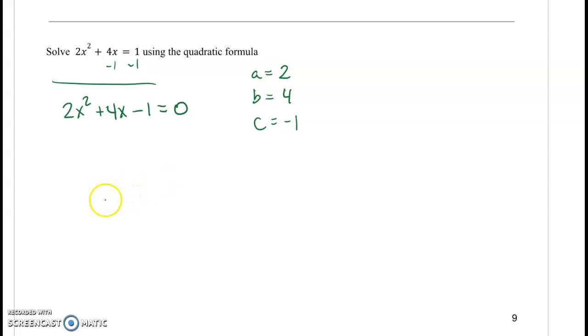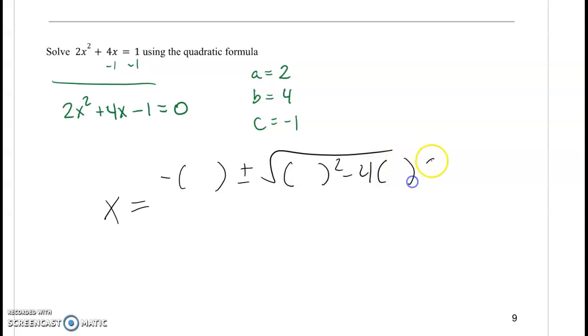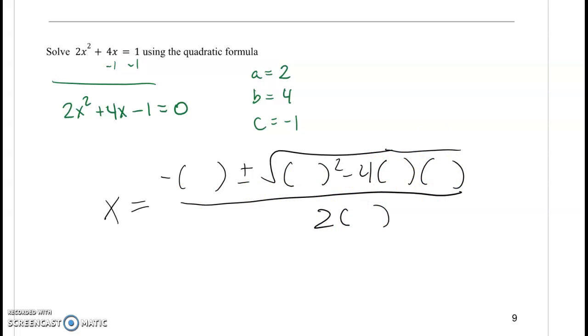Now you're going to plug everything into the quadratic formula. You're going to do the opposite of b, plus or minus the square root of b squared minus 4 times a times c, all over 2 divided by a. So our b value is 4, so that's going to go in those first two spots. Our a value is 2, that's going to go behind the 4 in the equation, and it's going to go in the bottom as well. And finally, our c value, which is negative 1, is going to go behind that first top a value.